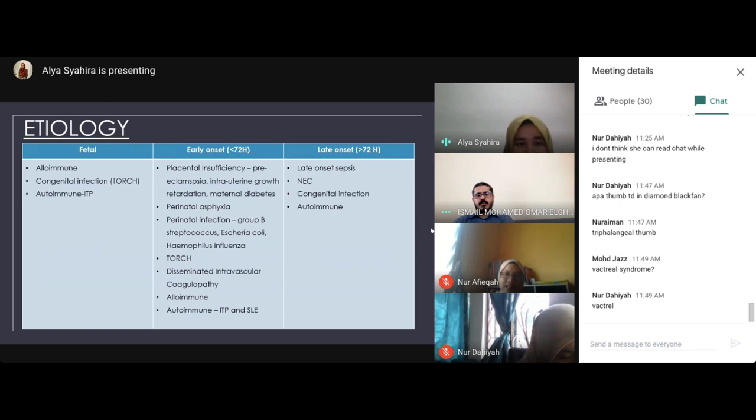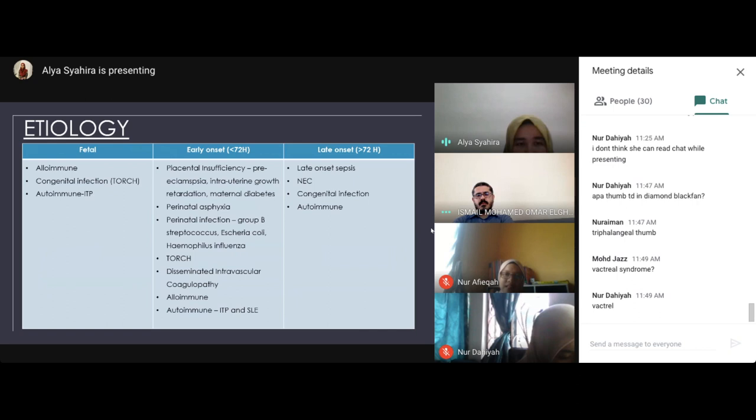For the late onset, it happens after 72 hours of life of the baby. So the common causes are sepsis and necrotizing enterocolitis. Other causes can be congenital infection or autoimmune. So these are the differences between early onset and late onset of neonatal thrombocytopenia.